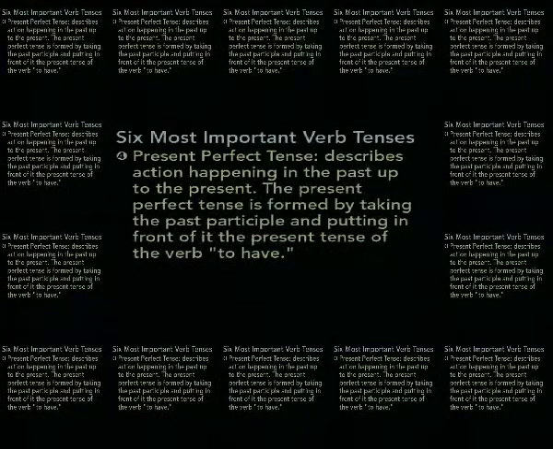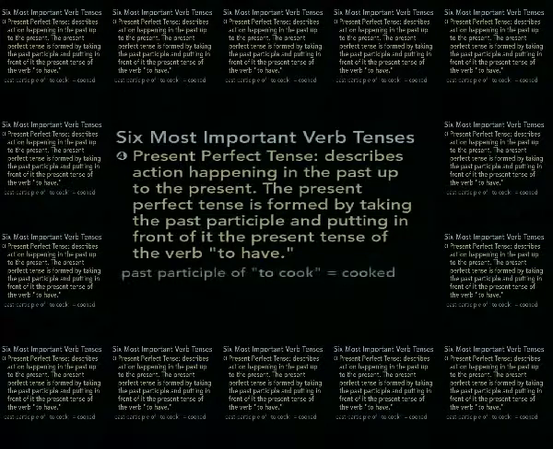Now, the present perfect tense is formed by taking the past participle and putting in front of it the present tense of the verb to have. How does this work? Well, let's take the verb to cook again. What's the past participle of the verb to cook? Well, remember, the past participle is usually formed by adding ed. So the past participle is cooked.